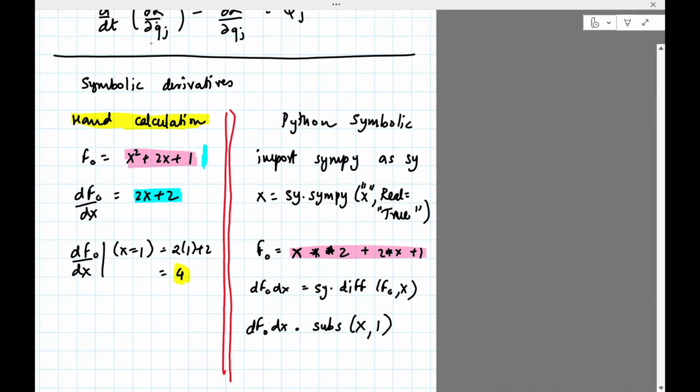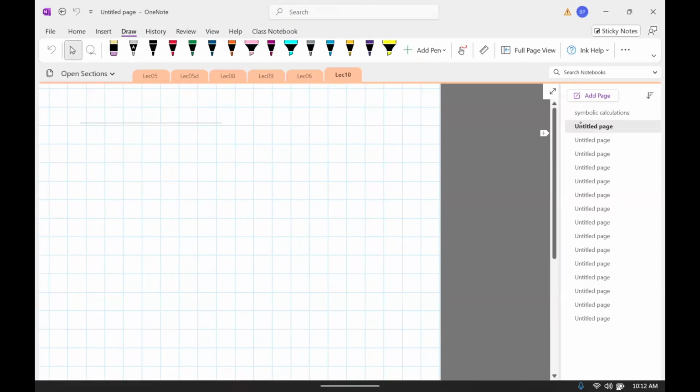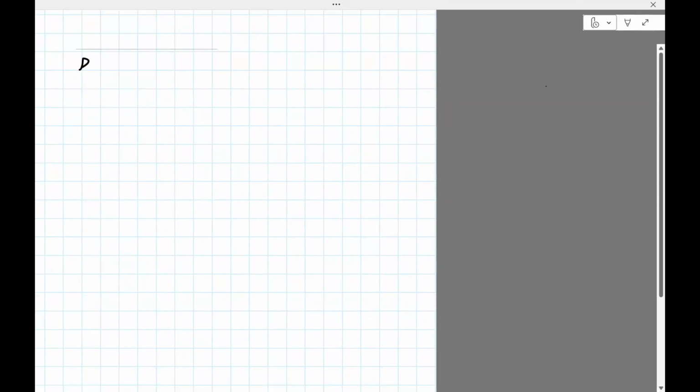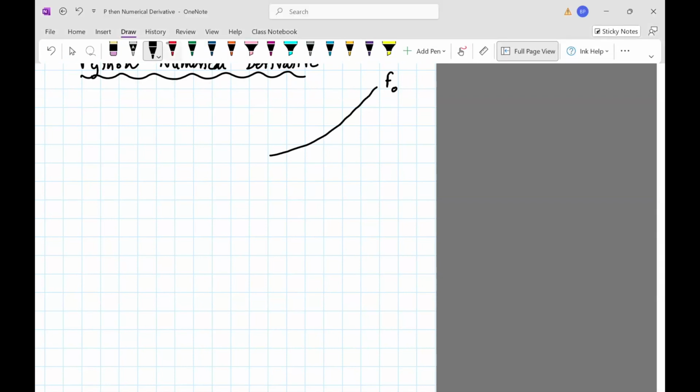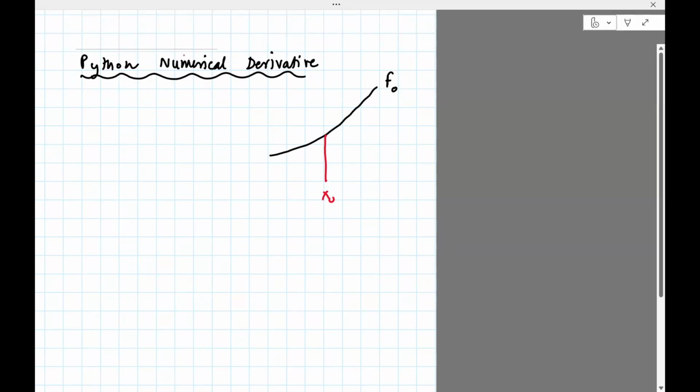So here is using Python, but using numerical derivatives is another way of computing the derivative. Python numerical derivative. So the key idea here is if you have the function f0, and you're trying to estimate its derivative at some point x0. Here x0, I think, was 1.